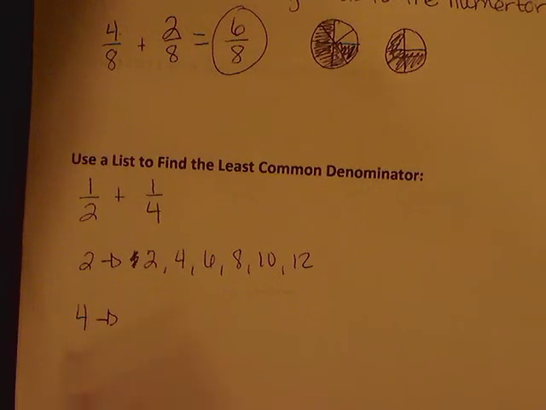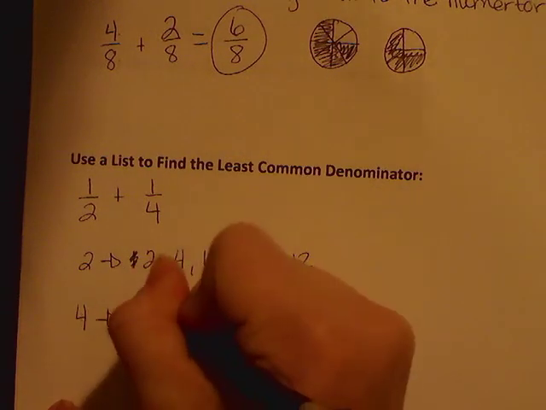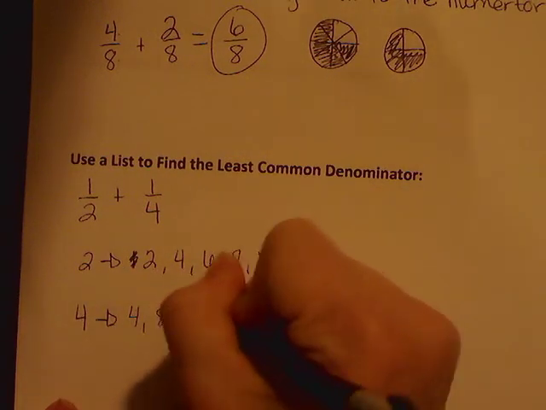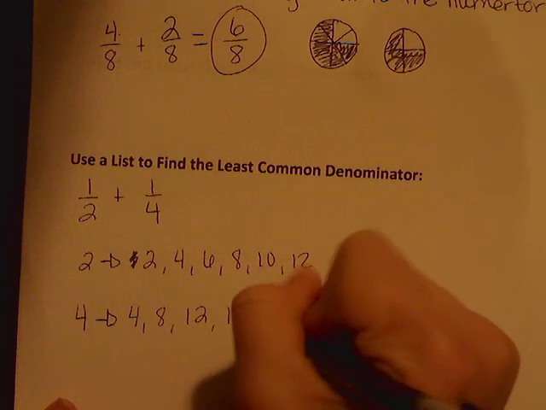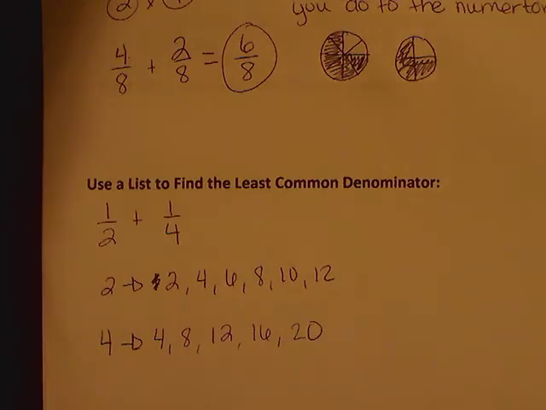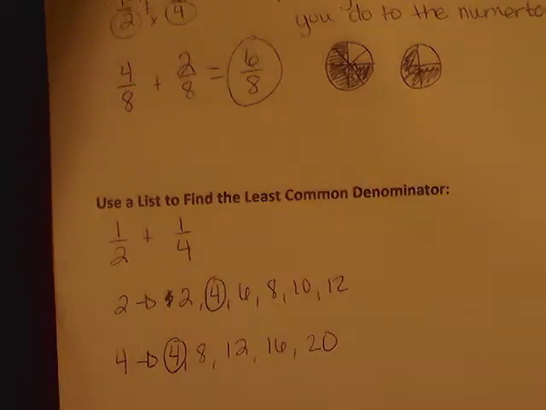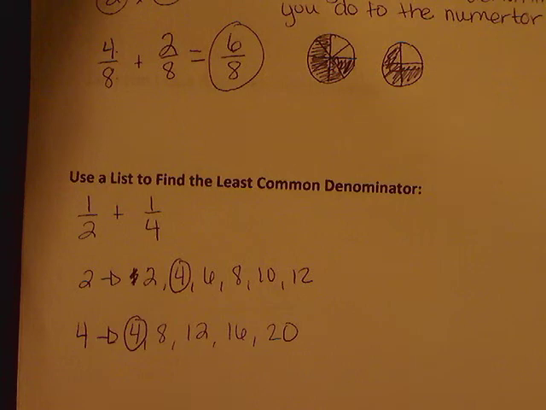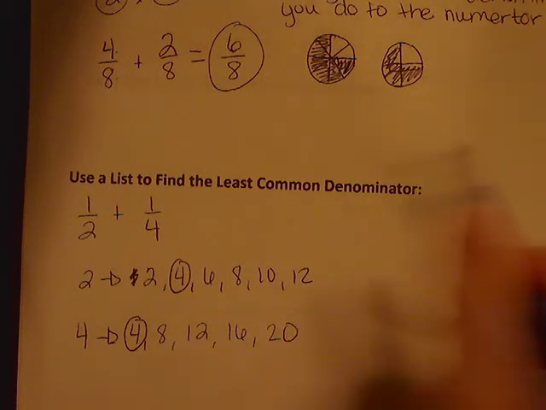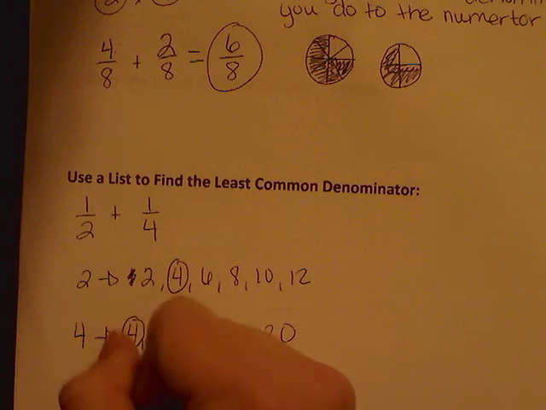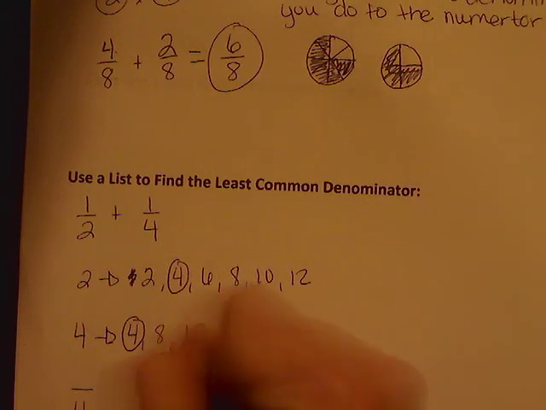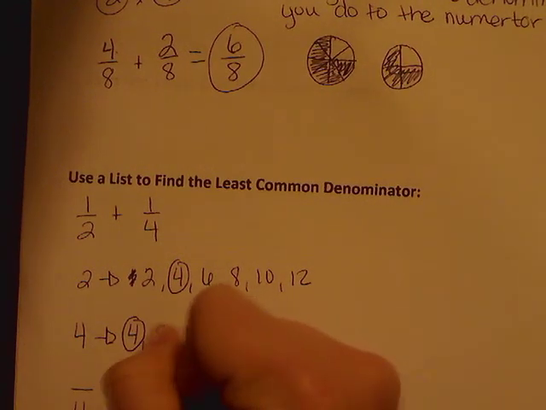So let me go ahead and multiply out my 4s. So I have 4, 8, 12, 16, 20. And so what you want to do is you want to say, okay, do they have any in common? And you want to find the least one that they have in common. Well, if I look, both 2 and 4 have a 4. So that means that's going to be the least common denominator because it's the smallest number that they both have in common, the smallest product. So I'm going to have to rewrite my fractions with 4 on the bottom.